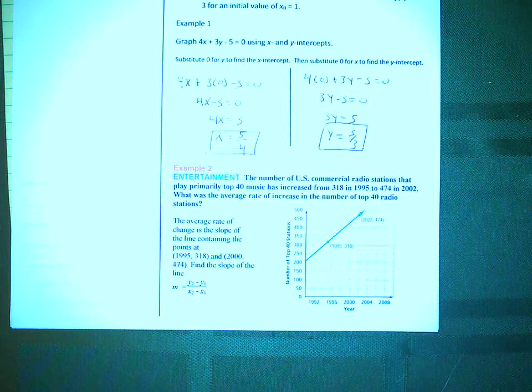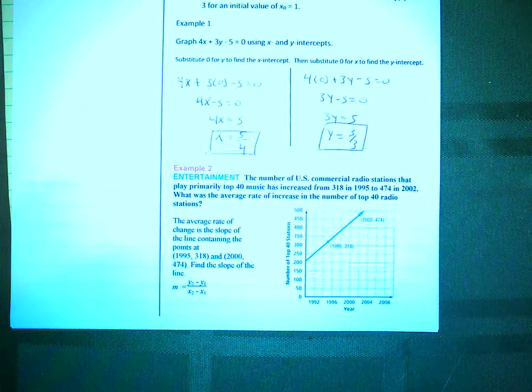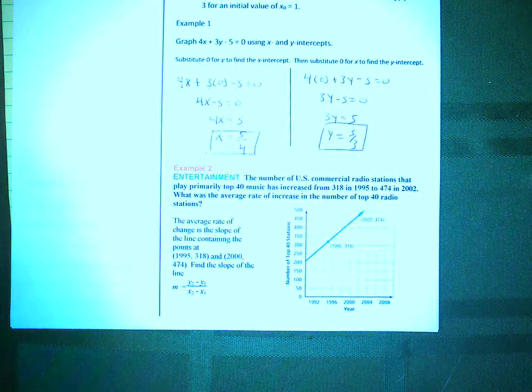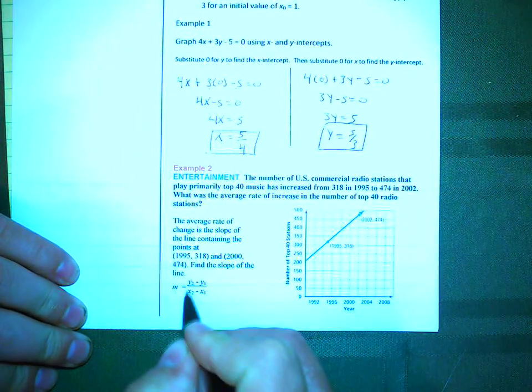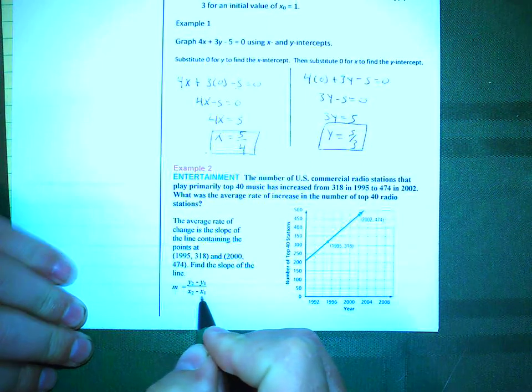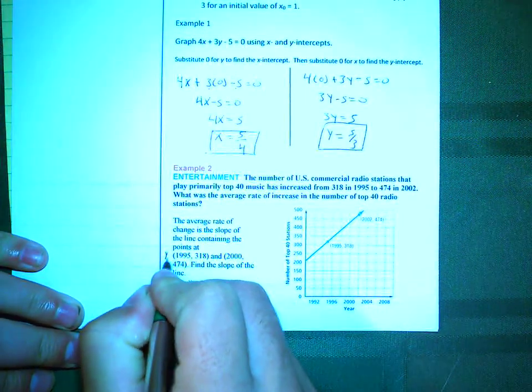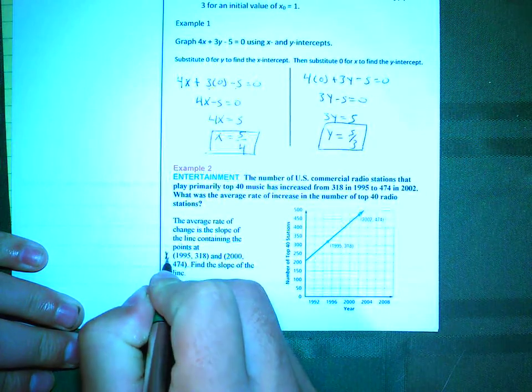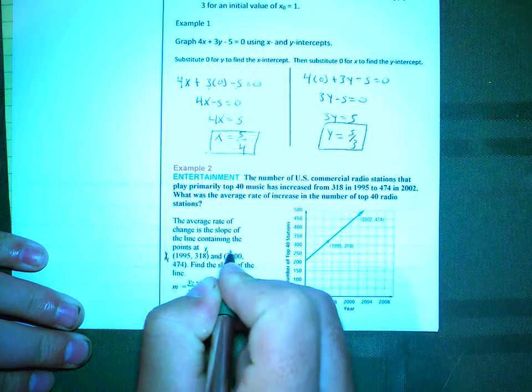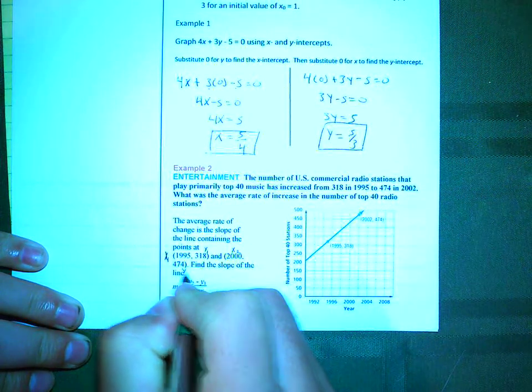Alright, so little note right here. The average rate of change is the slope of the line containing the points at 1995, 318 and 2000, 474. Find the slope of the line. So 2-point slope of the line, using slope equal to y2 minus y1 over x2 minus x1. So x1, y1, x2, y2.